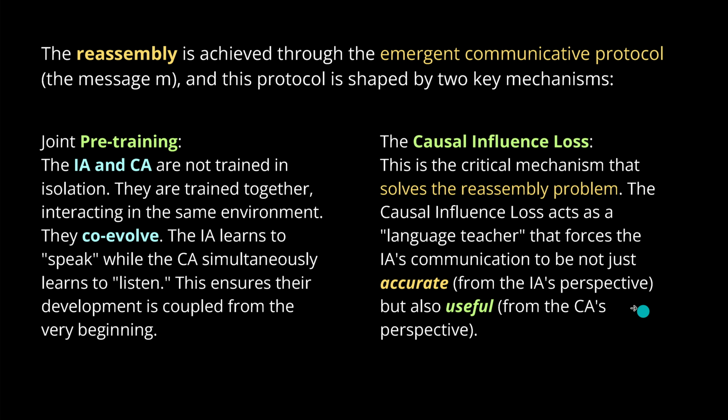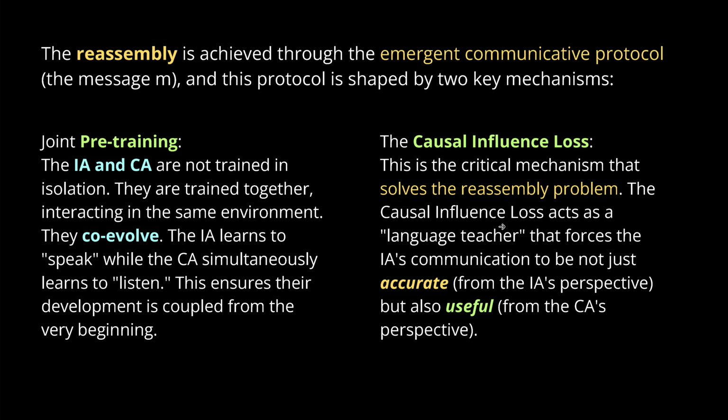Now, how do you have this joint pre-training? The beautiful idea of this team from Carl is they define a very specific loss function, and they call it a causal influence loss function. We will have a look at this loss function in two minutes' time. This is a critical mechanism that solves the reassembly problem of different complexity sheets, hyperplanes, because it also acts as a language teacher between these two agents.